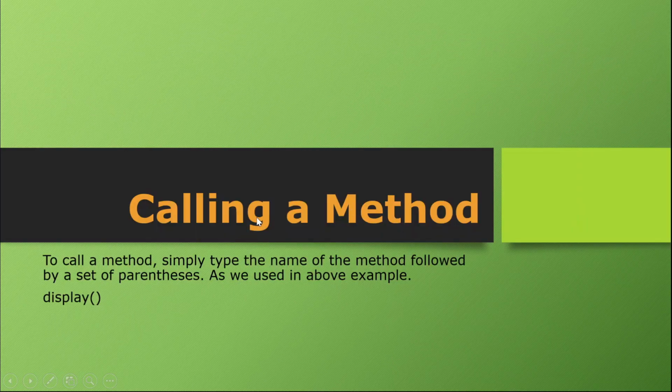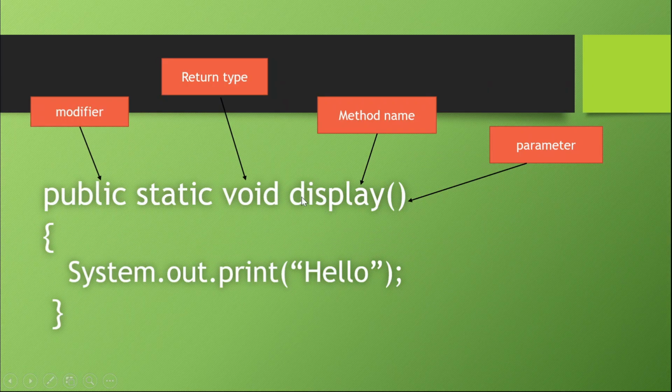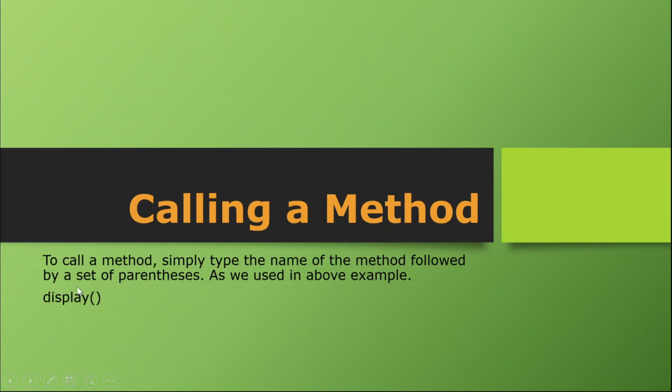So, method calling. To call a method, simply type the name of the method followed by a set of parentheses, as used in the above example. So we have display. If you could see, the name of our method is display, and all we need to do is call this method name and place it in the body of the program, or of the main method, where this method will be called out. So let us have an example of a method and calling a method inside of our main program.